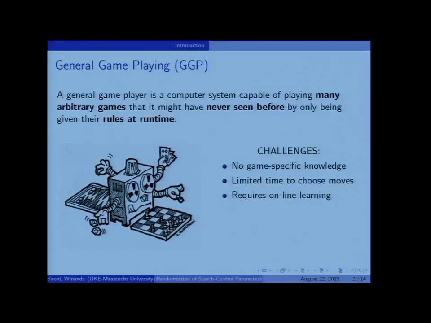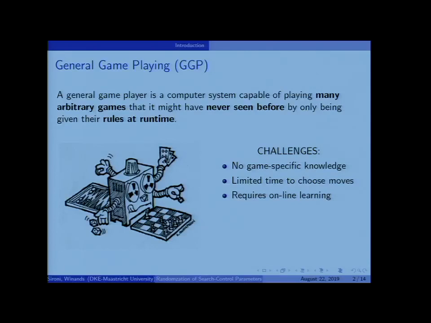Let me start with a few words on the test domain that we're using. We're testing randomization of parameters in general game playing, which aims at creating agents that can play many arbitrary games that the agent might have never seen before, and the rules are given to the agent only at runtime. In this case, we're focusing mostly on abstract games and board games like chess, checkers, and so on.